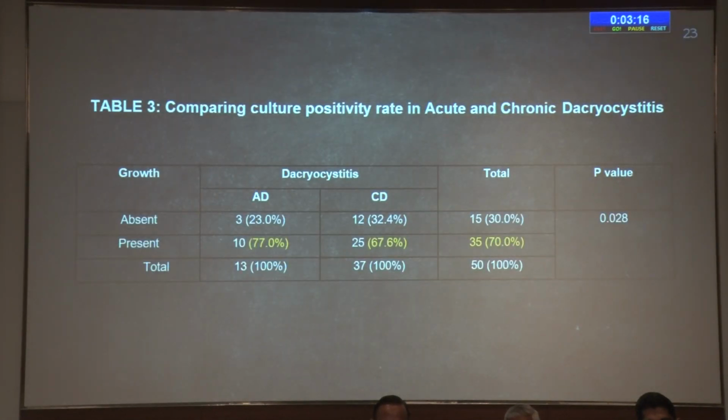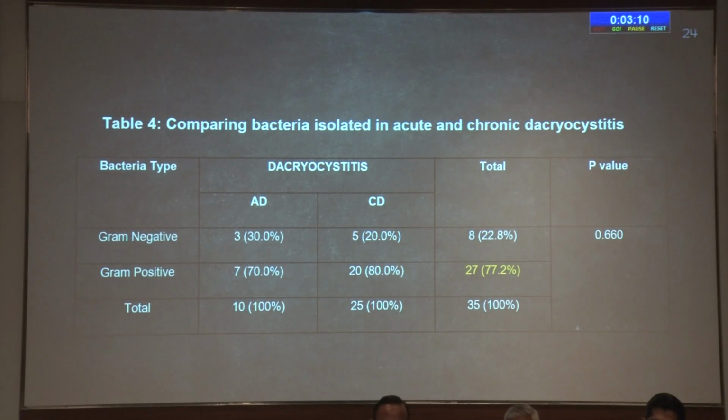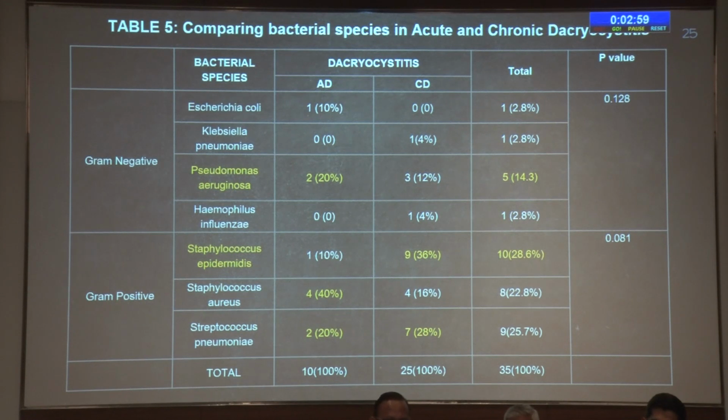Comparing the culture positivity rate, a total of 35 patients out of the 50 had a culture positive discharge, out of which 27, that is 77.2% of the total, had a gram positive growth, and only 22.8% had a gram negative growth. Among the gram positive growth, Staphylococcus epidermidis was found in maximum cases, that is 28.6%, and among the gram negative, Pseudomonas aeruginosa was the maximum, at 14.3%.